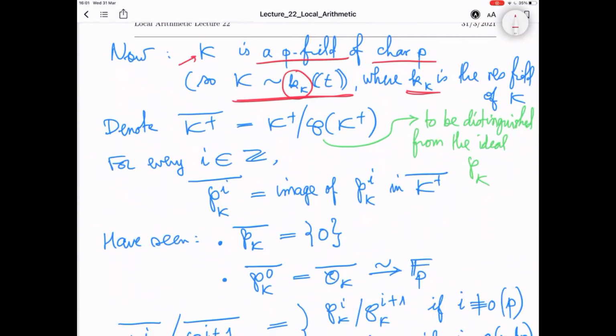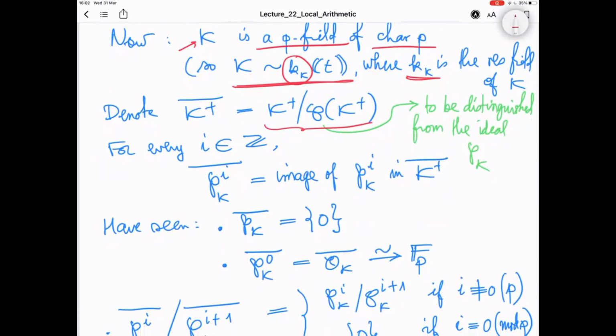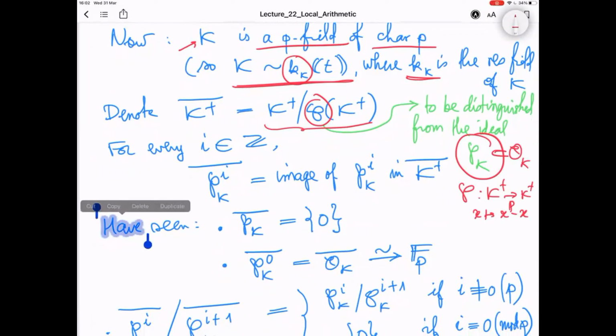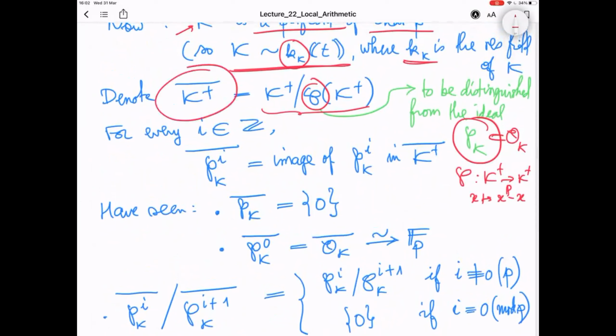And we are determining the structure of this K plus modulo P K plus. Now when we are looking at a P-adic field, this P is not to be confused with P sub K, which is an ideal in O sub K, whereas this P is a map from K plus to K plus. Two very different things, right? The map which takes x to x to the P minus x. Now I'm just recalling what the structure of this quotient K plus modulo P K plus is.